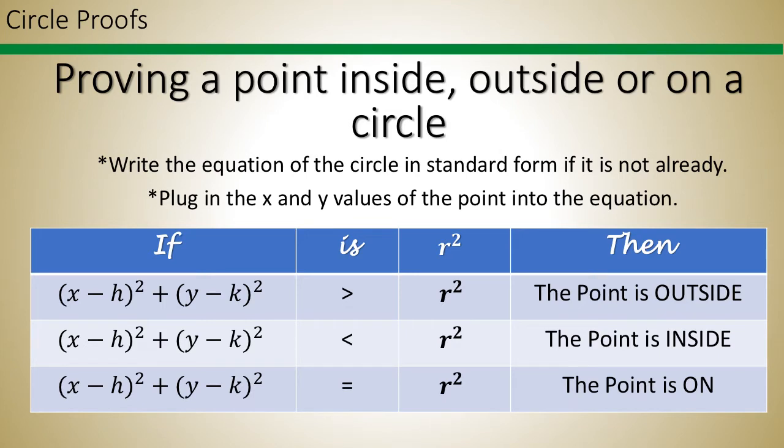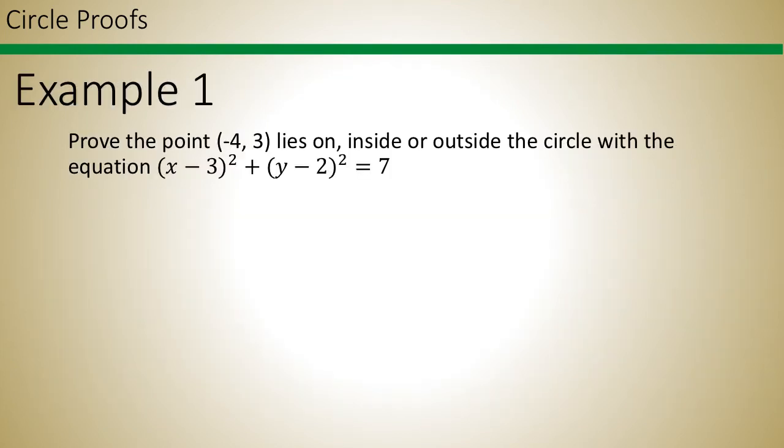So let's take a look at some examples of this. Here's the first one. It says prove that the point -4, 3 lies inside or outside of the circle with the equation (x minus 3) squared plus (y minus 2) squared is equal to 7. So what we're going to do here is take this -4 and put it where x is, and take this 3 and put it where y is, and we end up with this equation.